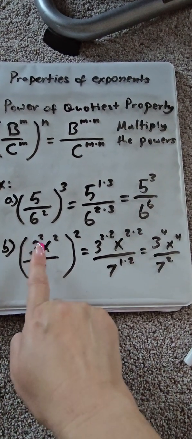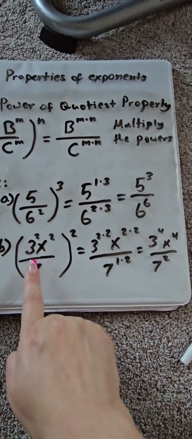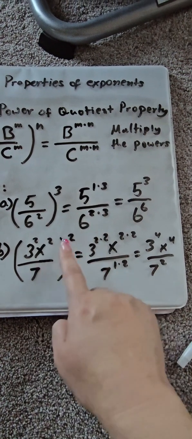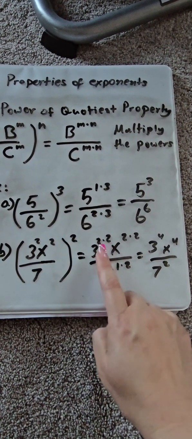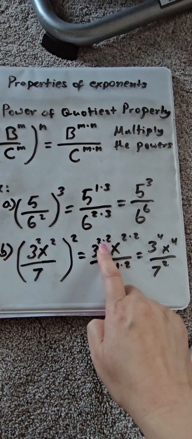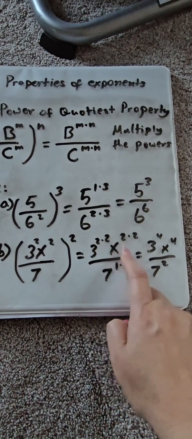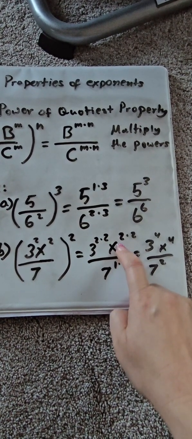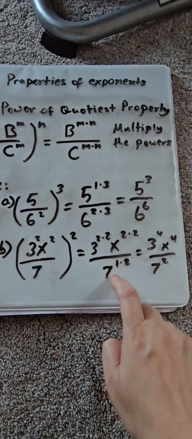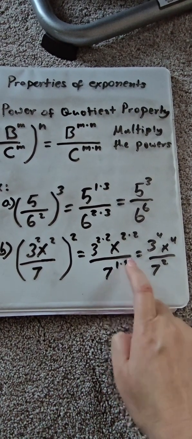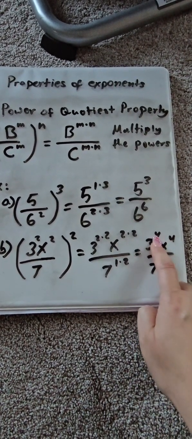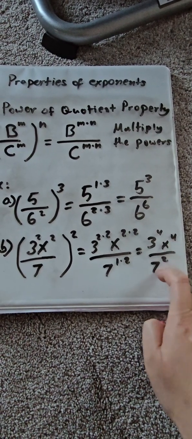Letter B, we have 3 squared x squared divided by 7. So again, we're going to multiply the exponents. So we have 3 to the 2nd power times 2, x to the 2nd power times 2, and then 7 to the 1st power times 2. So we end up with 3 to the 4th power, x to the 4th power, and 7 squared.